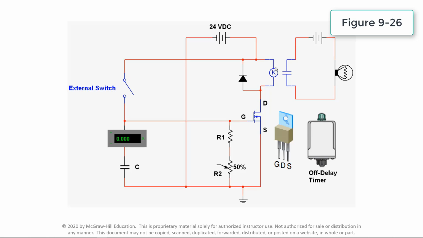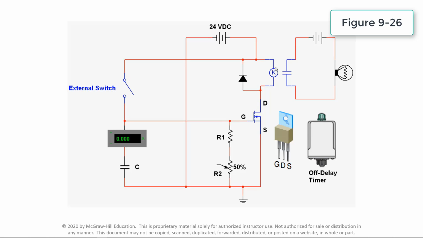Closing the switch results in a positive voltage being applied to the gate, which triggers the MOSFET into conduction to energize the relay coil and switch the state of its contacts. At the same time, the capacitor charging current charges the capacitor to 12 volts DC. The circuit remains in this state with the relay coil energized as long as the switch remains closed. When the switch is open, the timing action begins.